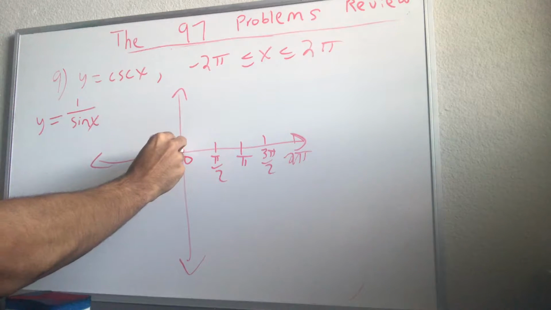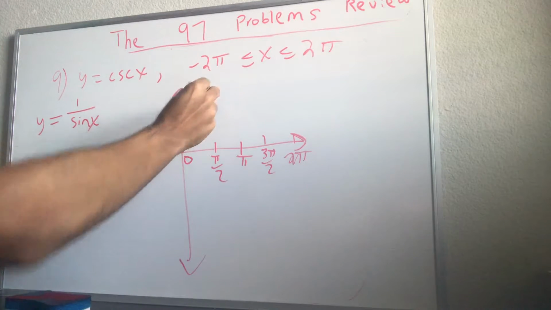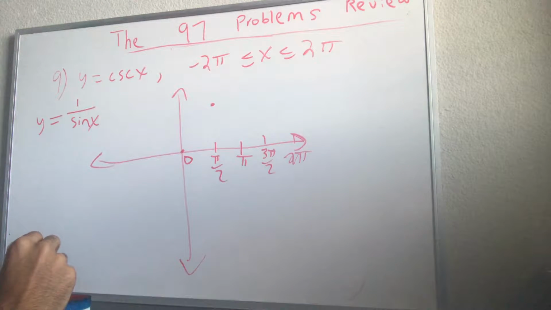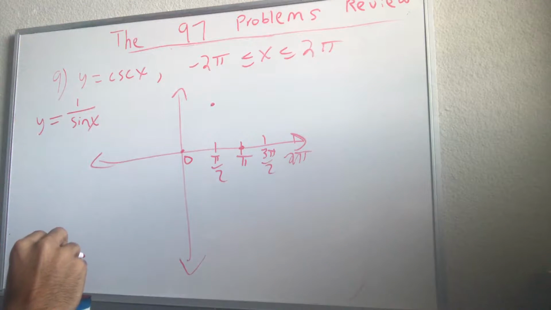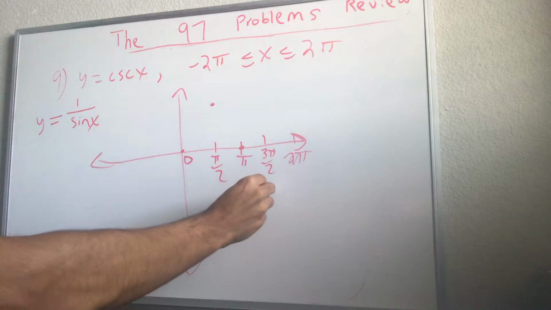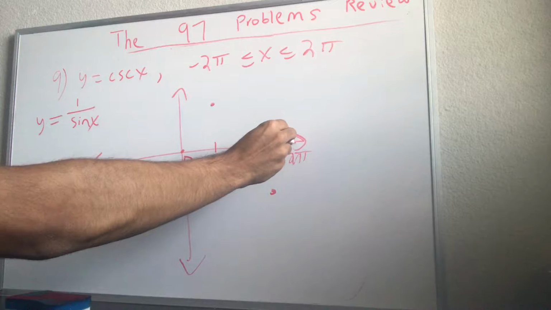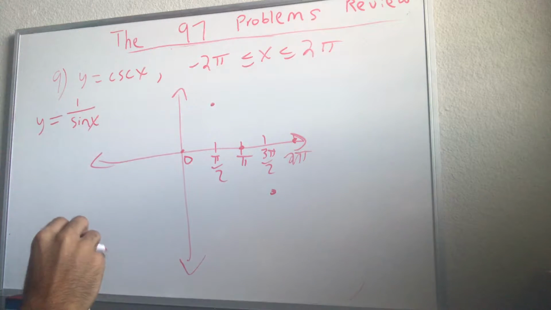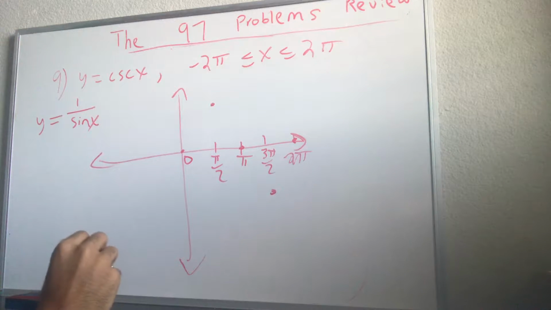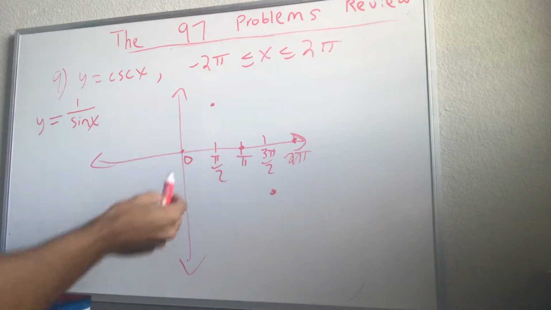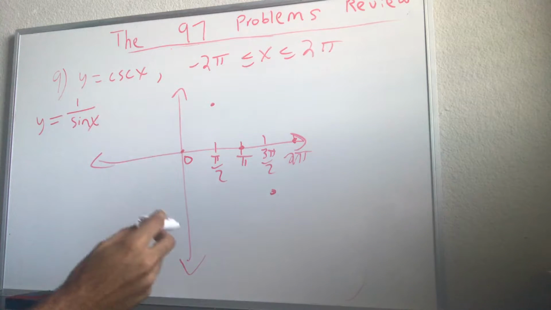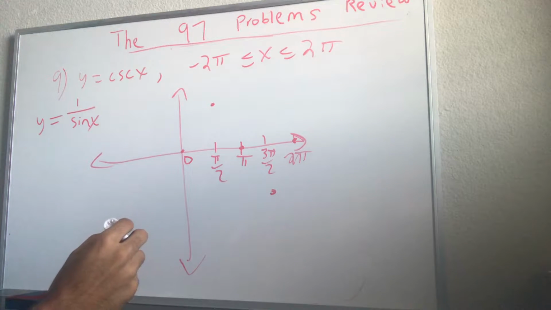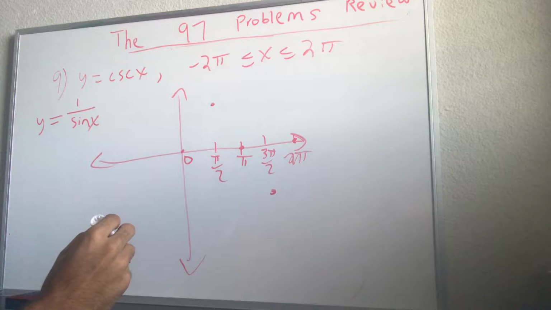Sine of 0 is 0, sine of pi over 2 is 1, and then sine of pi, right? That is 0 as well. Sine of 3 pi over 2, that is negative 1. And then sine of 2 pi is just 0. So we have something like that. Now clearly, where do we have sine being 0, right? So we know that sine of 0 is 0, sine of pi is 0, and sine of 2 pi is also 0. So those are the places where our asymptotes exist.